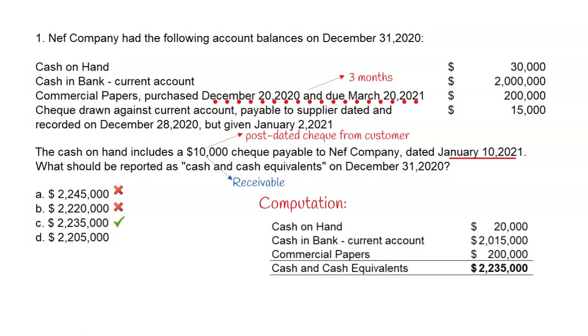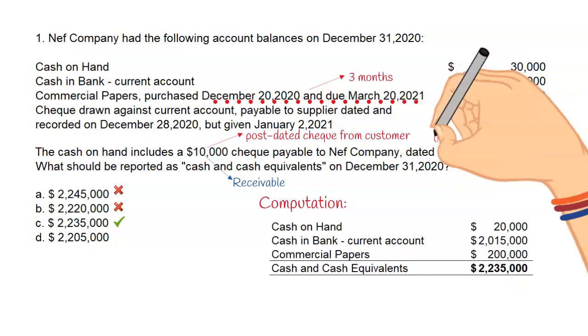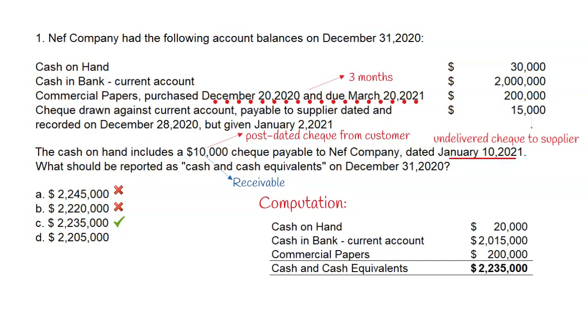If your answer is letter B, it means you have included the undelivered check. Remember that the undelivered check does not eliminate the obligation until the check is presented to the bank for encashment. Therefore, it should be reverted back to payable account and added back to cash. If your answer is letter D, it means you have mistakenly deducted the undelivered check instead of adding it back.